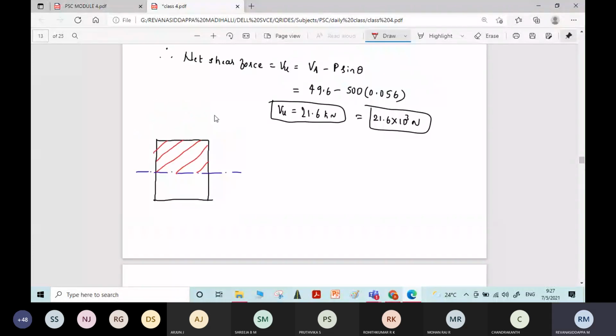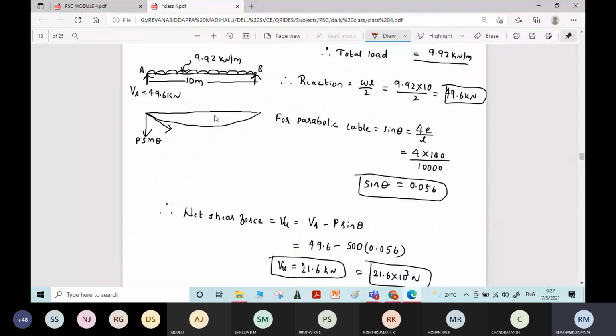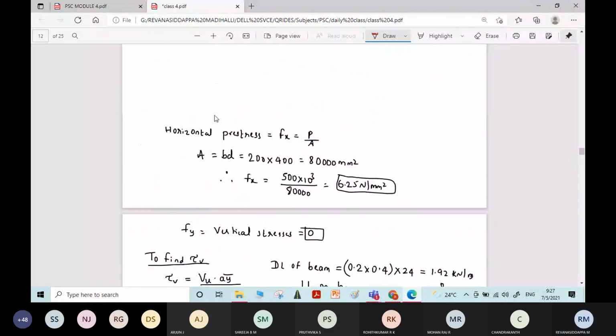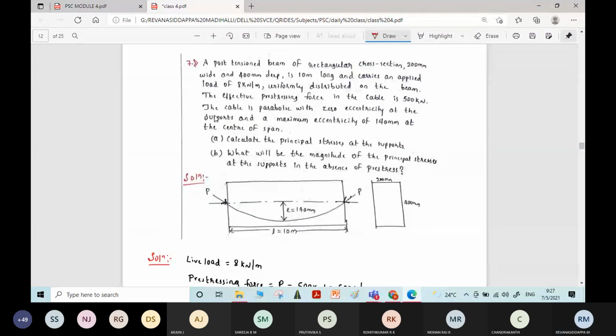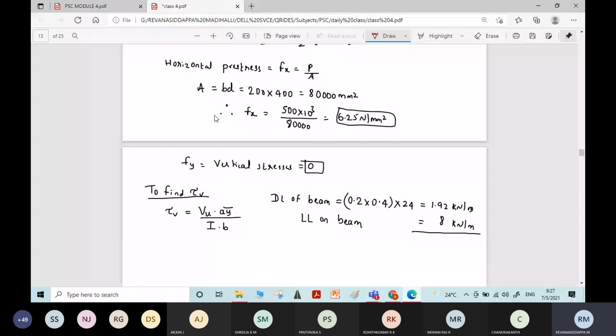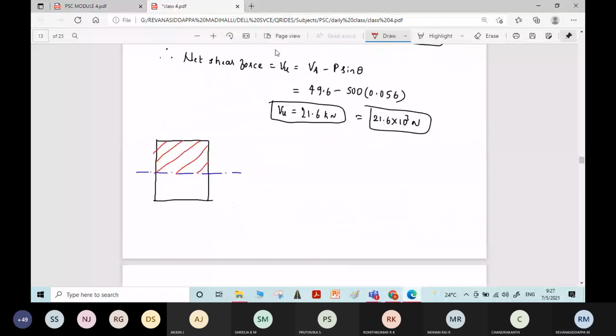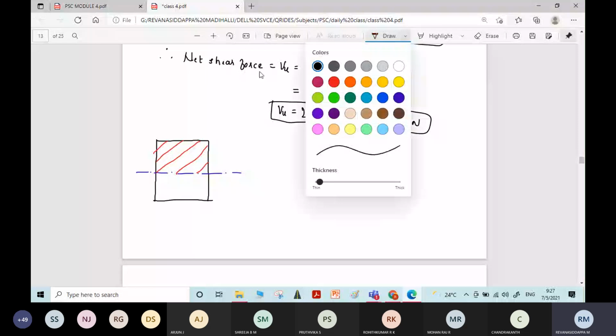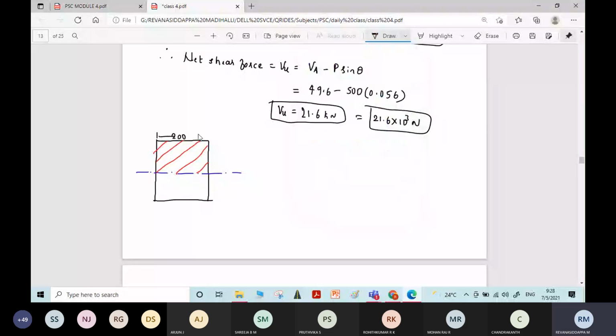The width of the beam is 200 mm and depth is 400 mm. Then here it is 200. Now we calculate the first moment of this area.